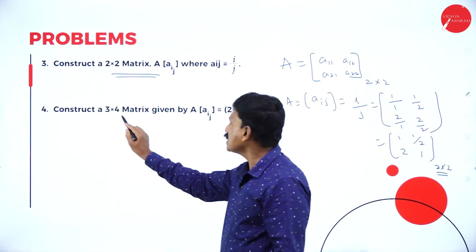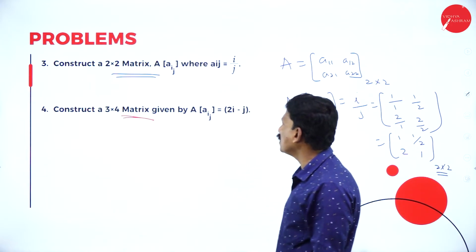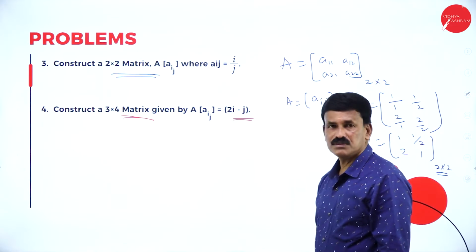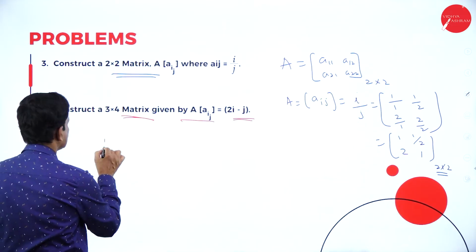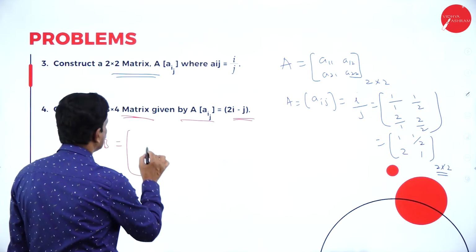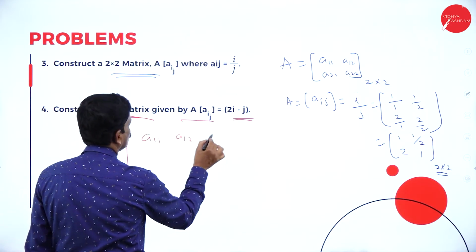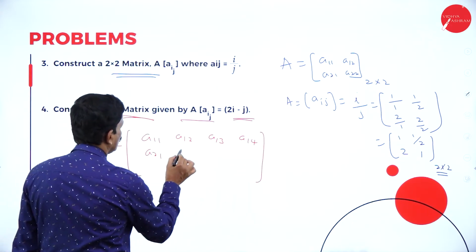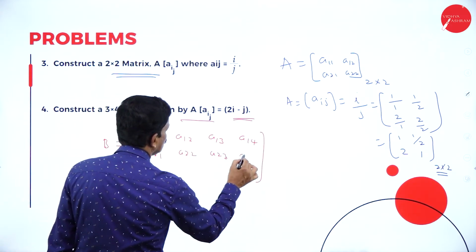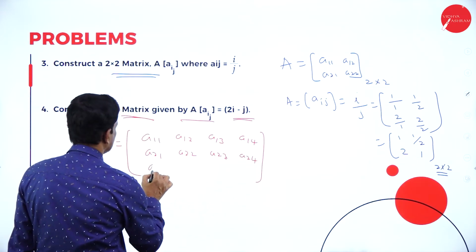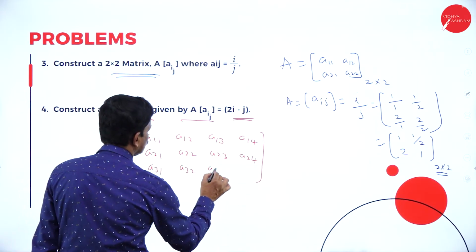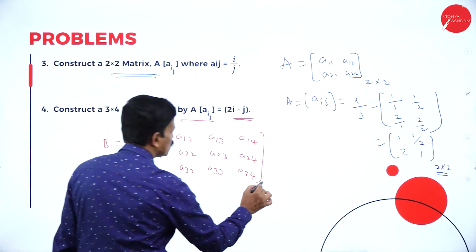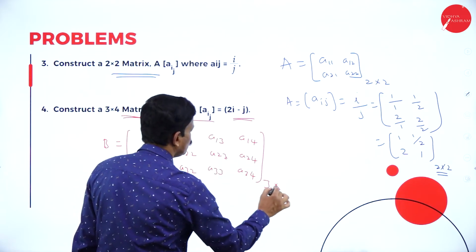Now what is the problem given? Construct a matrix of order 3 rows 4 columns given by A is equal to Aij, where the elements of the matrix are 2i minus j. Let us write A is equal to 3 rows and 4 columns. The elements are A11, A12, A13, A14. Again A21, A22, A23, A24. Again A31, A32, A33, A34. So this contains 1, 2, 3 rows and 1, 2, 3, 4 columns.